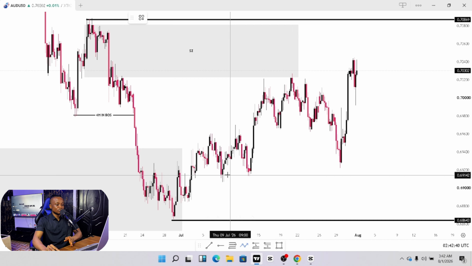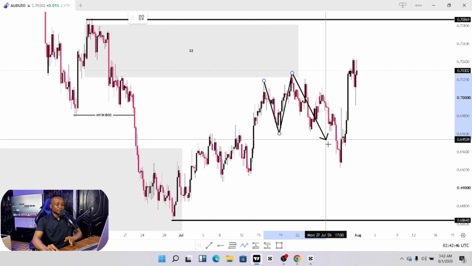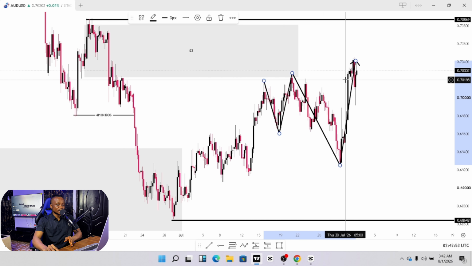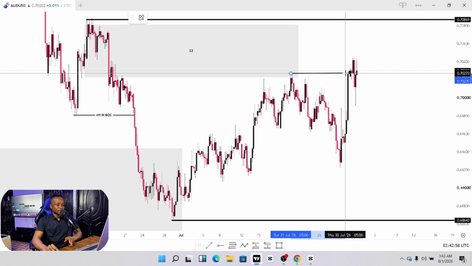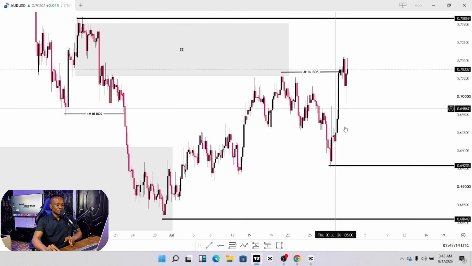You can see that AUD USD substructure pulled back here and broke this high, then gave us a market structure shift. Or towards the end of last week, it broke structure to the upside again, breaking this high. Now, this is a break of structure. So now this is the low we are trading with, and this is the current high AUD USD has.